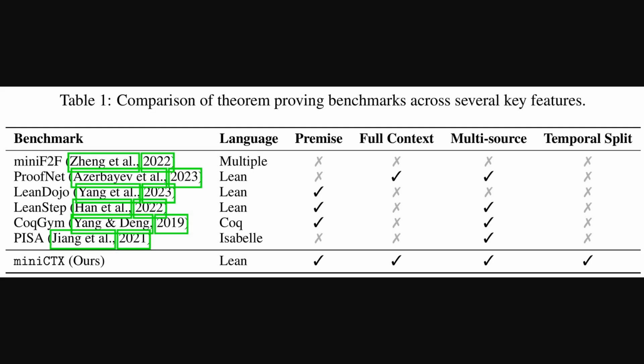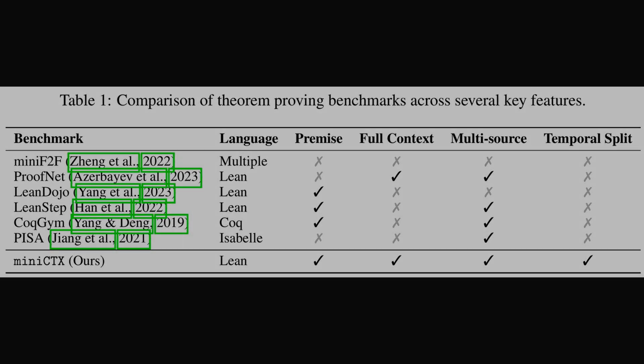Alright, so this table really lays out why miniCTX is a step forward. It compares different benchmarks, these standard tests for AI provers, across several key features. We see columns for the language used, whether they include premises, which are the starting assumptions for a proof, and if they use full context, meaning all the surrounding information from the original file. Notice how miniCTX is the only one here that ticks all the boxes, especially for providing that full context and using the temporal split we discussed, making it a more realistic test.